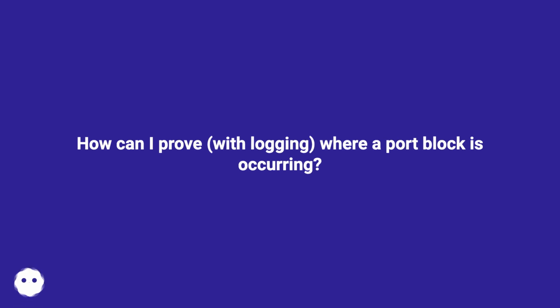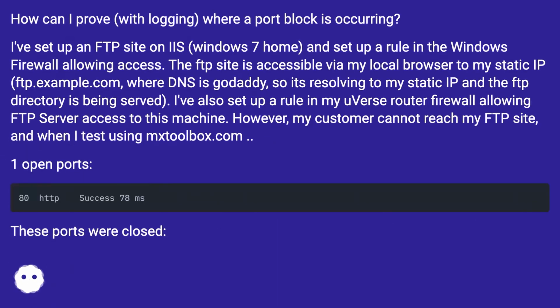How can I prove, with logging, where a port block is occurring?